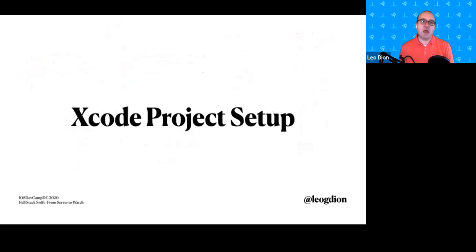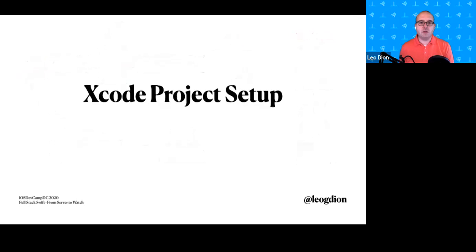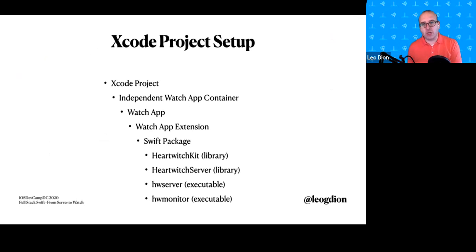So the way I have it working is at the very top, you have your Xcode project, and then you have your independent watch container. Since Heartwitch is an independent watch app, it doesn't contain any sort of iPhone app component. We have the watch app and then the watch app extension. And then that's where that code essentially talks to a series of Swift packages, specifically the Heartwitch kit.